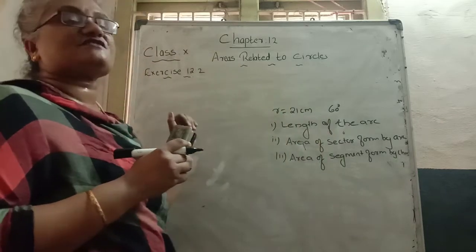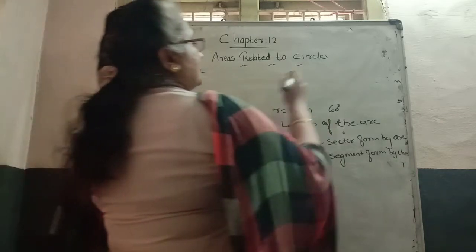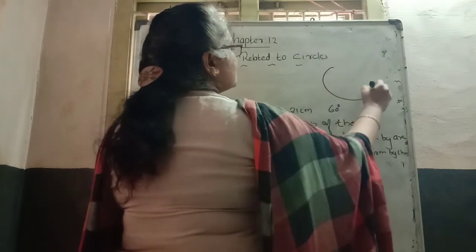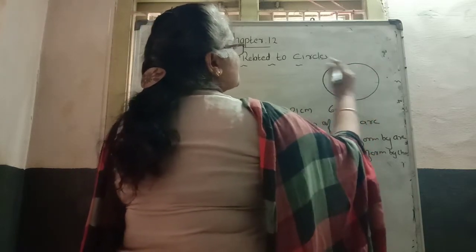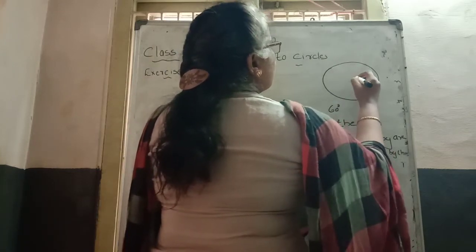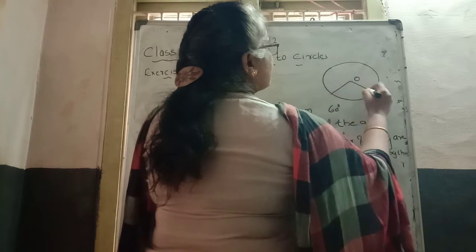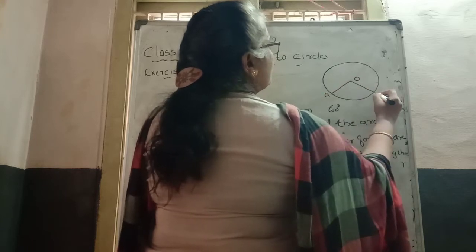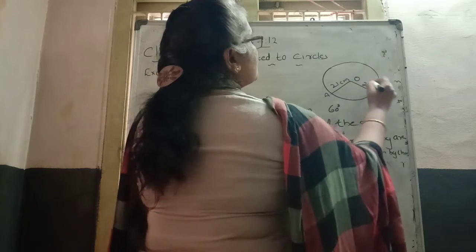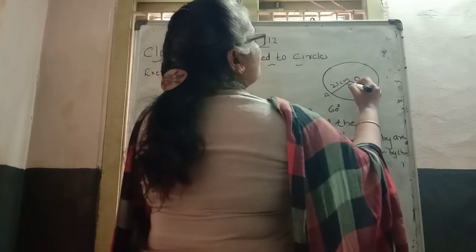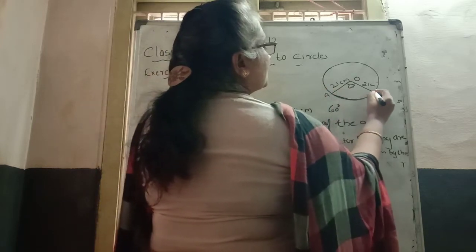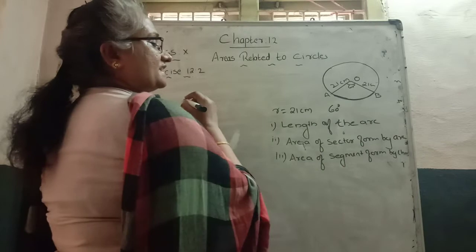These three parts we want to find out. The diagram is in which way here? In the diagram, one circle is there. O is the center of the circle, and two radii are given: OA and OB are the radius, 21 centimeter. At the center they make how much degree? 60 degree. Then first we want the length of this arc to find out.